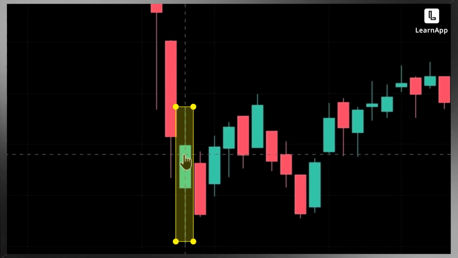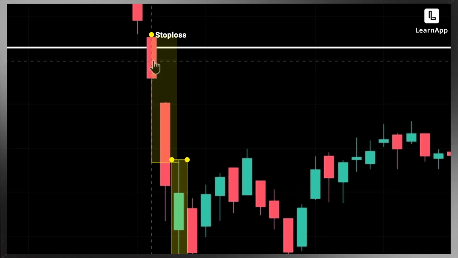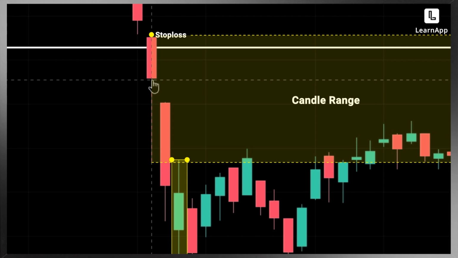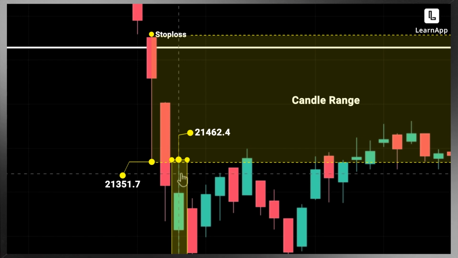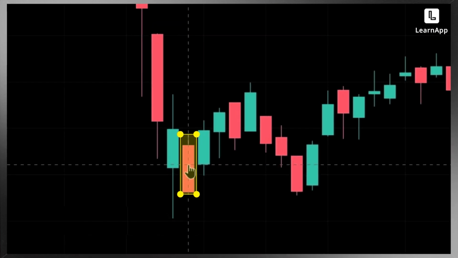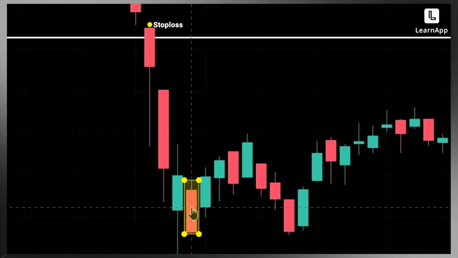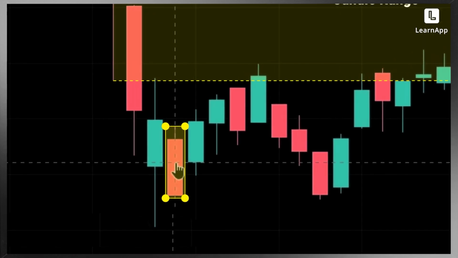Now this candle forms. This candle also is slightly within the range of our entry candle. I'll just tell you, the low over here is 21351.7 and the high over here is 21462.4. So this is very well inside the range of this candle. Now this candle forms over here. This candle now is completely outside the range of our entry candle and this becomes our first candle where our trail starts.